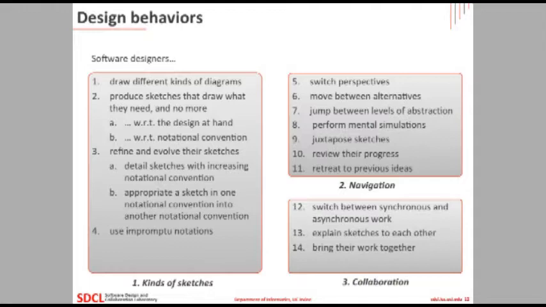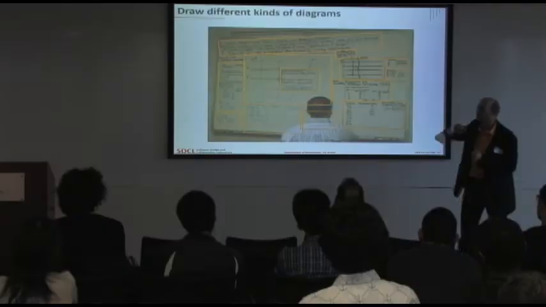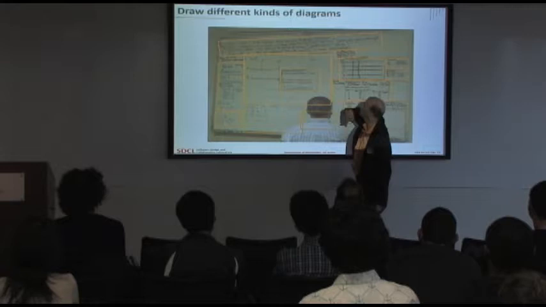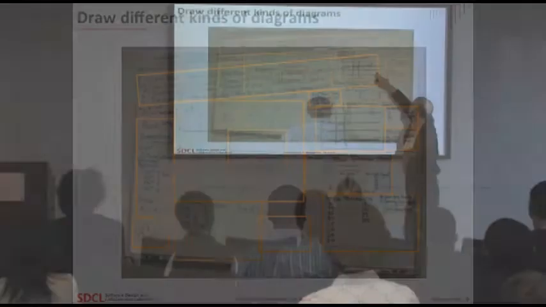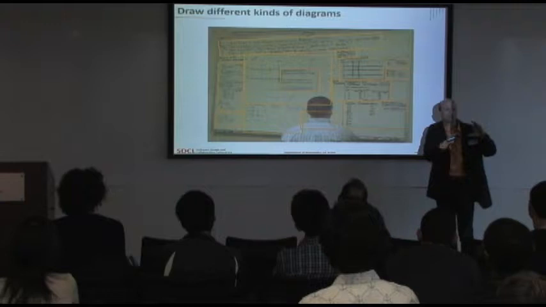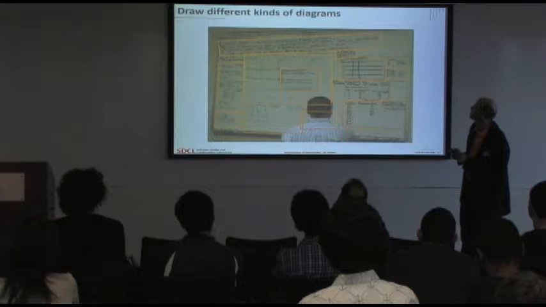So one is they draw different kinds of diagrams. If you study the whiteboard and you really look at where they're focusing, it turns out that there are different parts of it that serve very different purposes. So here they have a set of objects, here they have a set of requirements. This was the user interface they were working on. This was a little bit the problem domain, trying to figure out what happens if something like this happens. So they draw these whiteboards, but the whiteboards have very significant parts that serve specific roles in the design exercise. They only draw what they need and no more.